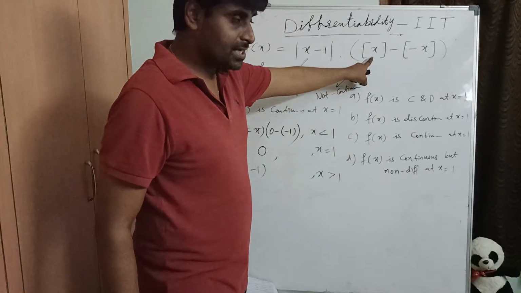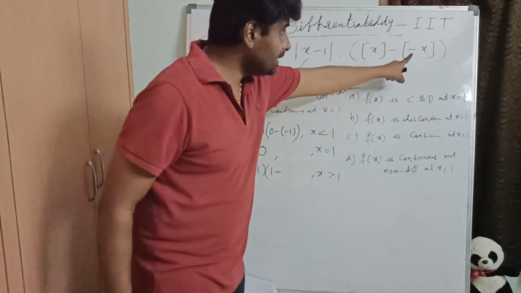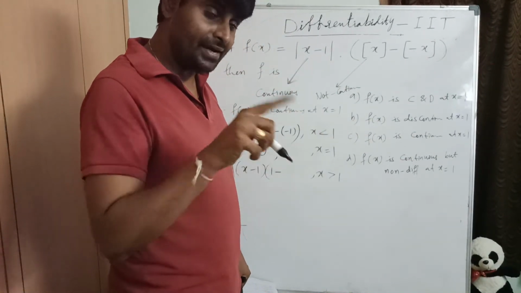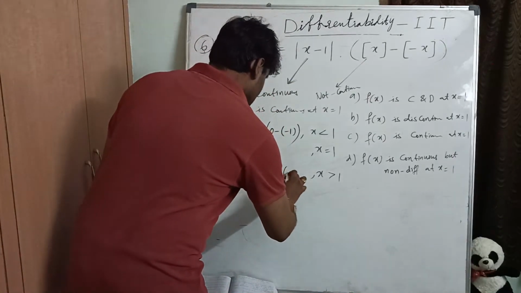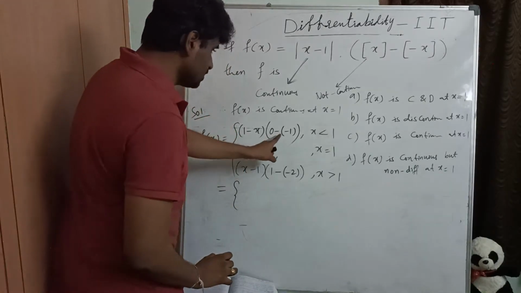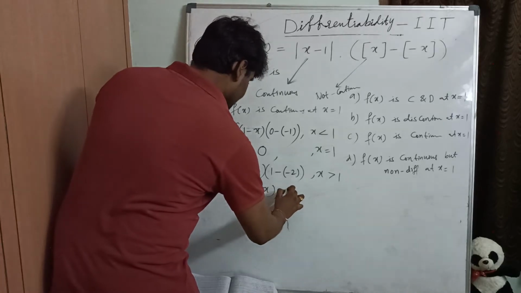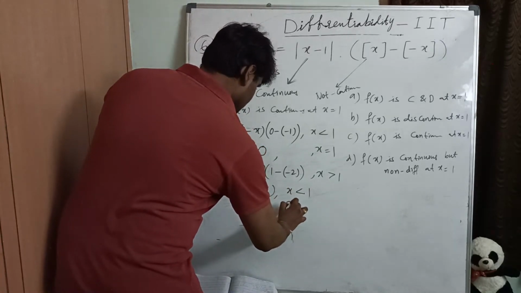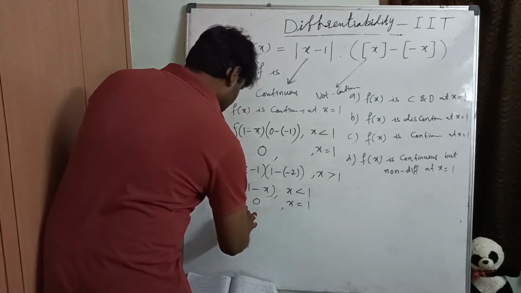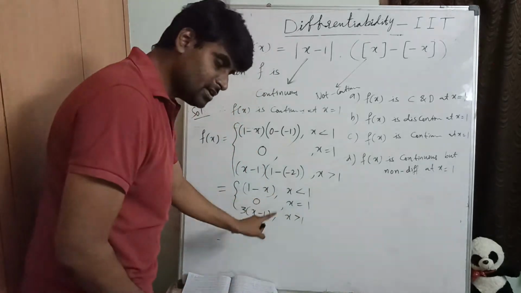Here 1 change step 1, minus 1 change step minus 1.5, step minus 2. So here minus 2. Clear? That means let me rewrite. So here minus of minus plus. So 1 minus x for x less than 1. Now x equal to 1, 0. And here 1 plus 2, 3 into x minus 1 for x greater than 1. So this is our function.